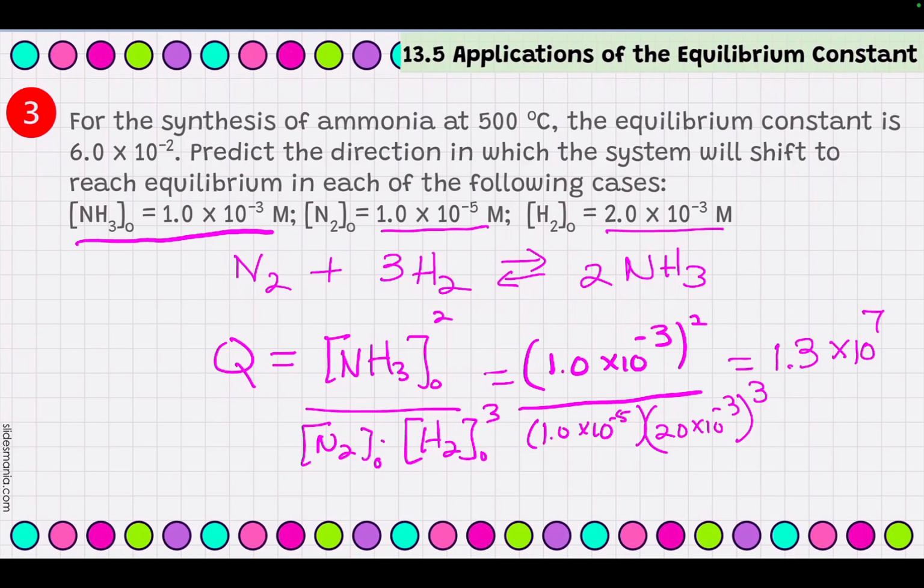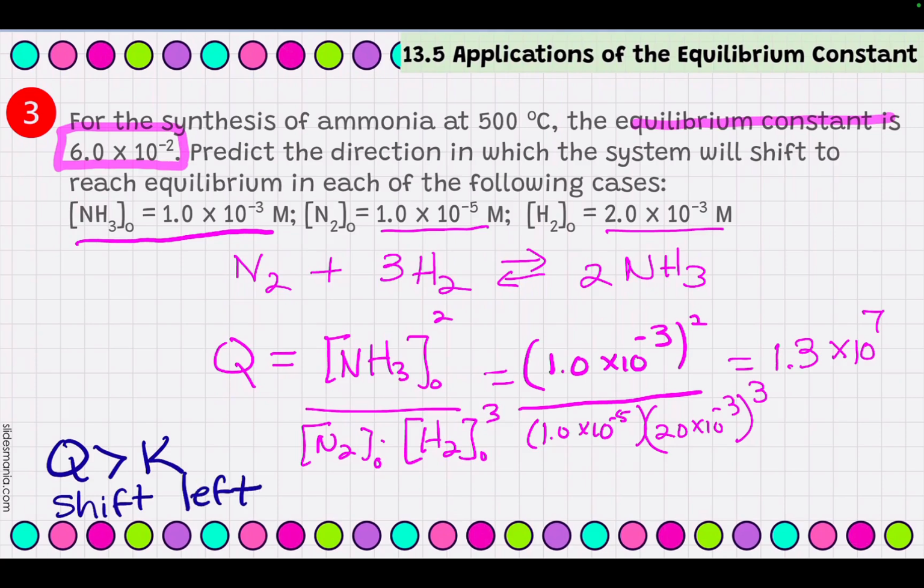And in the question, they are giving me the equilibrium constant right here. So you can see that Q is much larger than K. That means this reaction will shift to the left to make the product concentration go down and the reactant concentration go up, in order to reach equilibrium.